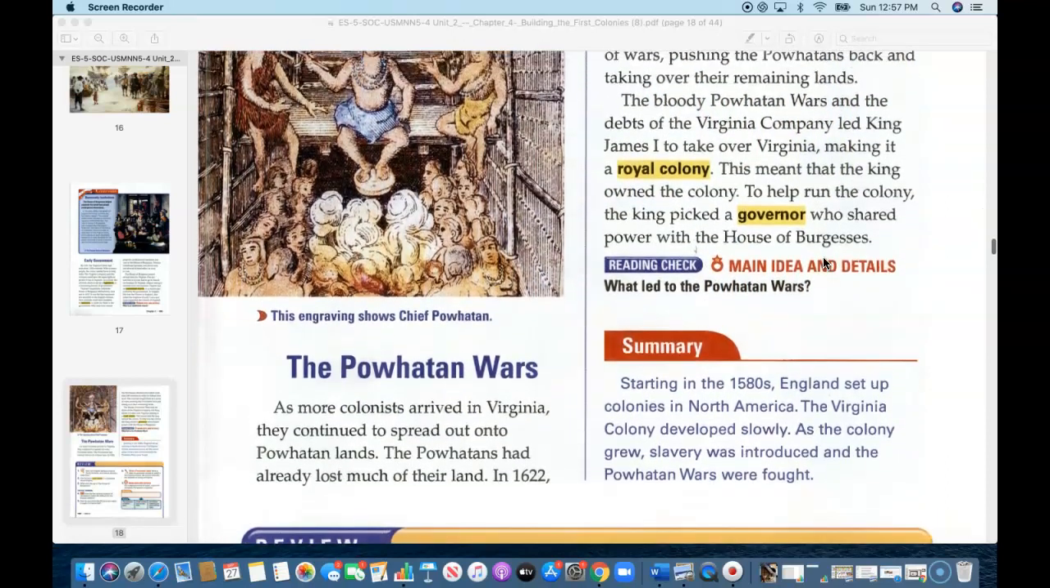And in summary, starting in the 1580s, England set up colonies in North America. The Virginia colony developed slowly. As the colony grew, slavery was introduced and the Powhatan Wars were fought.